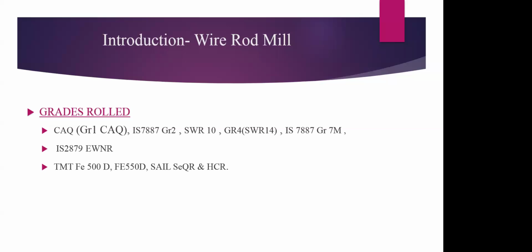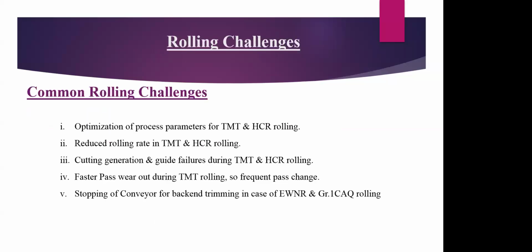We introduced FE 550D in November 24 and in May this year we have introduced sales secure. This is the first time we have rolled. We have rolled only 500 tons and now it has been sent to the stockyard for customer feedback. We also roll HCR billets in 500 grade. The rolling challenges that we are facing is optimization of the process parameters for TMT and HCR rolling.